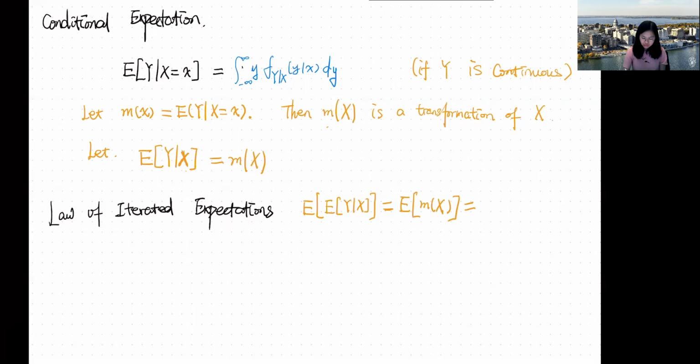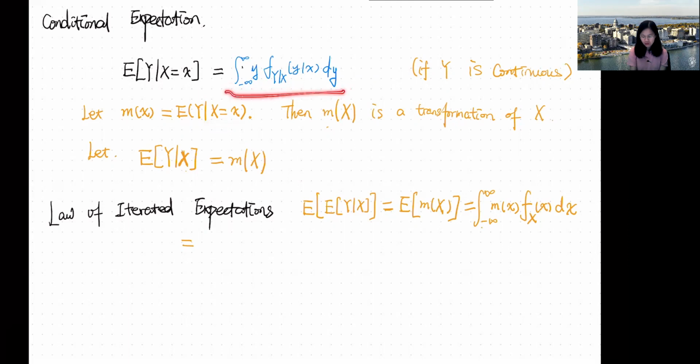We can take an integral of little m(x) times the density of x dx. So this is when x is a continuous random variable. If x is a discrete random variable, you can use the summation instead of integral. And that equals, remember what little m(x) is. Little m(x) is here. So little m(x) is itself an integral.